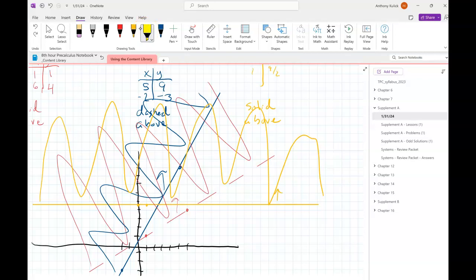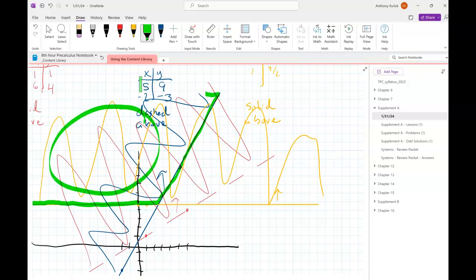So if I look, where do I see all three colors overlapping? Like in this region in here, right? Does everybody feel okay with how I did that? So that's what your answer would be, that region shaded. Cool? Okay.